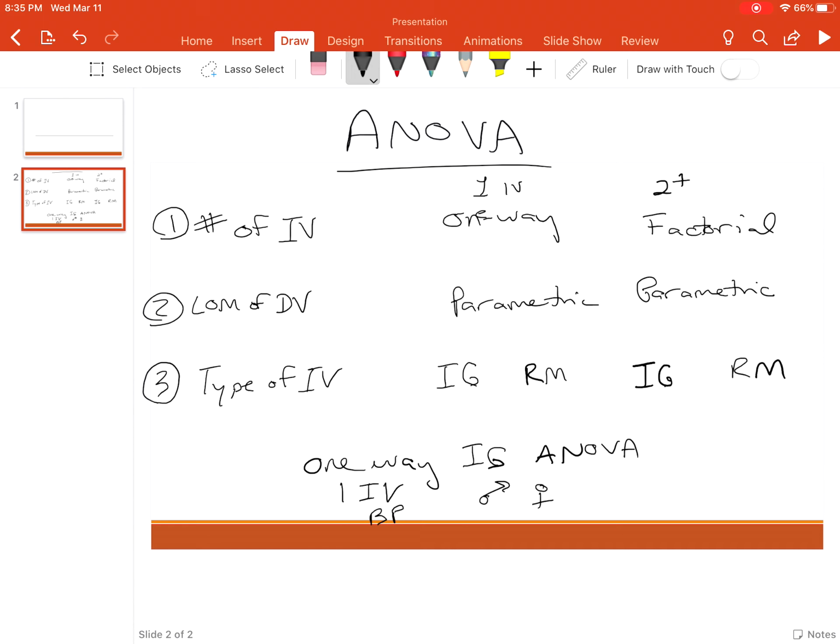Versus, what if I had a one-way repeated measures ANOVA? Then that means it's still one way, so I have one independent variable, but now I'm testing the same group twice. So I'm testing women before exercise, pre-exercise, and I'm testing the same group post-exercise. So it's a repeated measures.